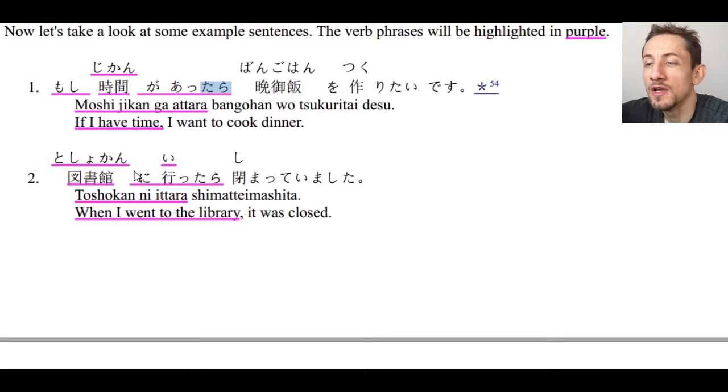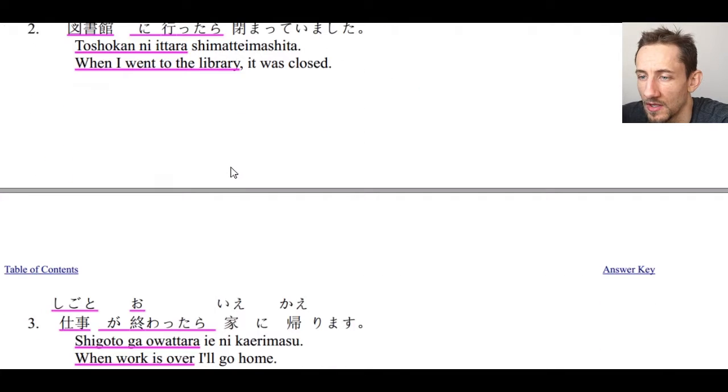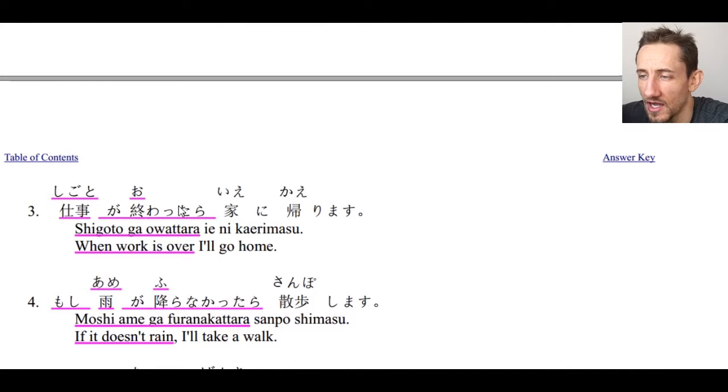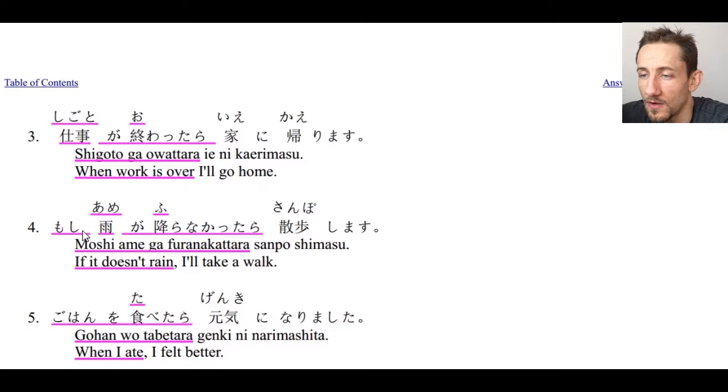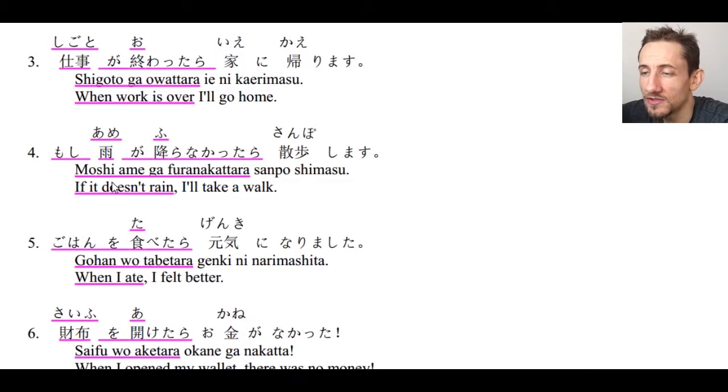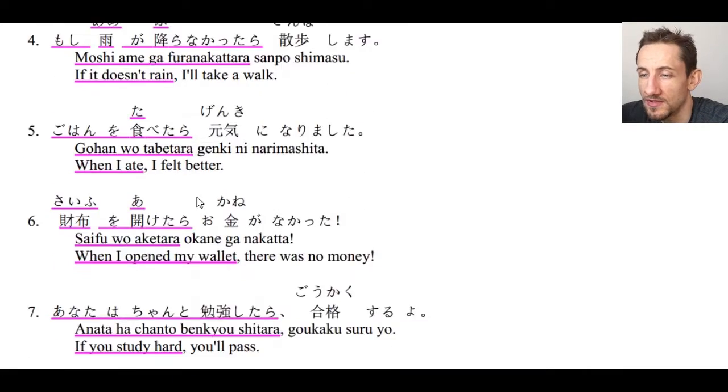Number 2. 図書館に行ったら閉まっていました. So when I went to the library, it was closed. So we have 行く、行ったら. Number 3. 仕事が終わったら家に帰ります. When work is over, I will go home. Number 4. もし雨が降らなかったら散歩します. If it doesn't rain, I'll take a walk. Number 5. ご飯を食べたら元気になりました. So when I ate, I felt better. Number 6. 財布を開けたらお金がなかった. When I opened my wallet, there was no money.